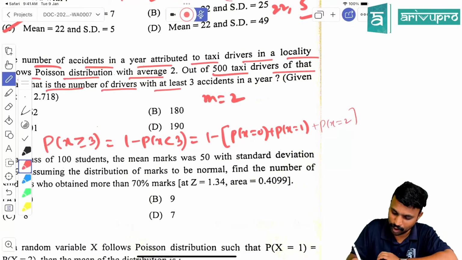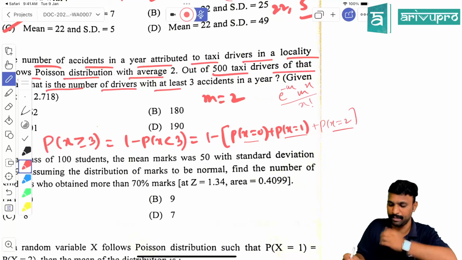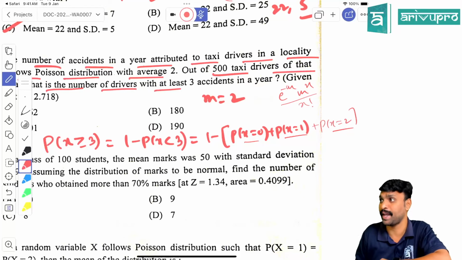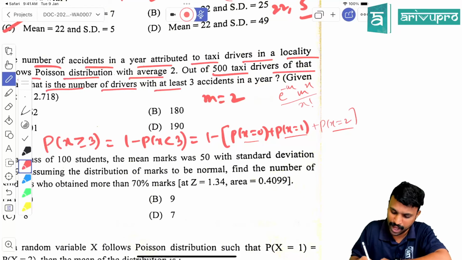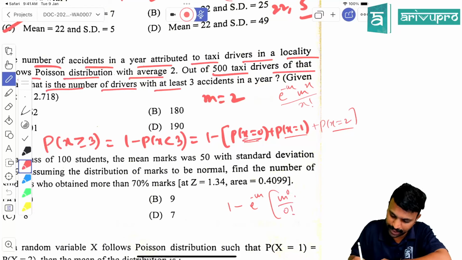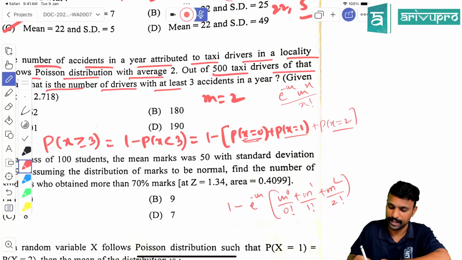Now Poisson's distribution, what is p of x? E power minus m, m power x by x factorial. You see in all the p of x equal to 0, x equal to 1, x equal to 2, e power minus m is common. I shall take that out, e power minus m. So in the first term, m power 0 by 0 factorial remaining. For the second term, m power 1 by 1 factorial. For the third term, m square by 2 factorial. Guys, what is the result of this?